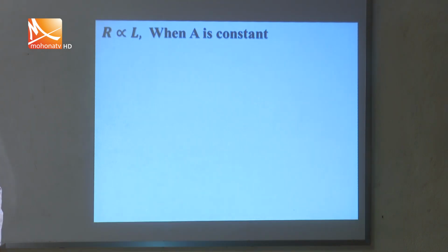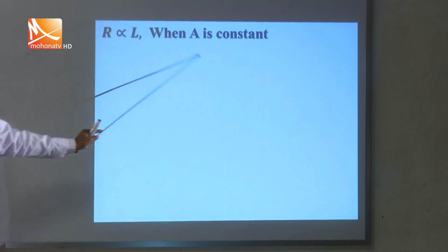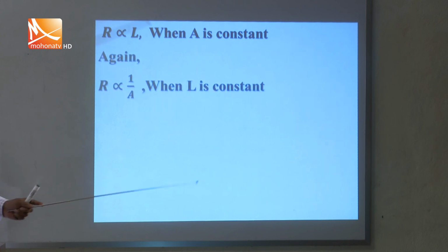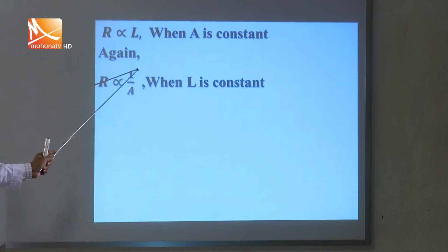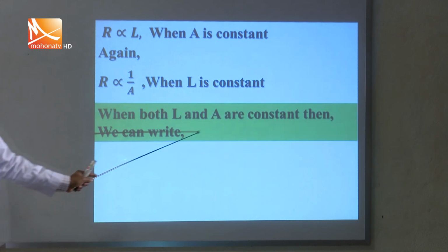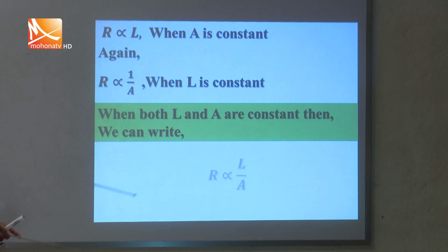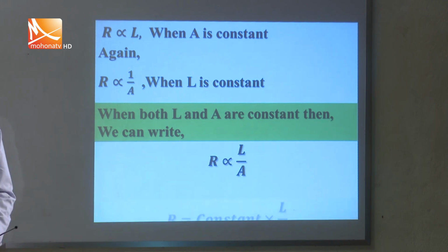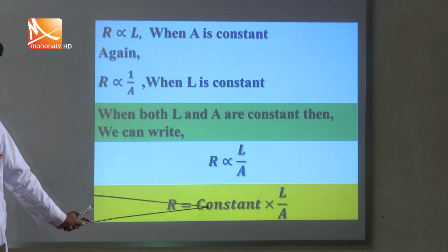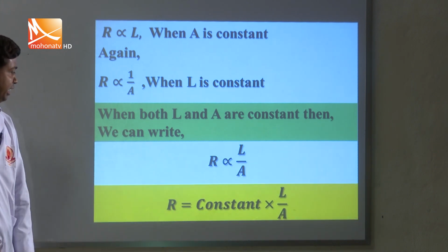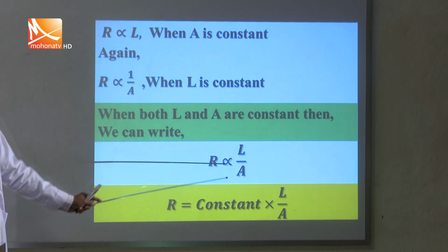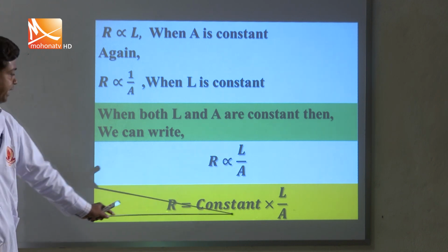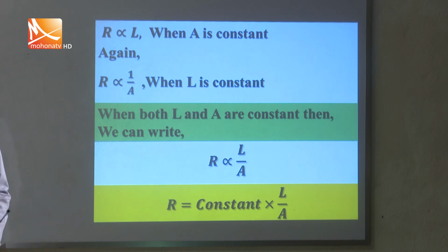Now, finally, what we have got in the first law is R proportional to L when A is constant, and in the second we get R proportional to 1 by A when L is constant. When both length and A are constant, we can write R proportional to L by A. For simple mathematics, we can write R equals constant into L by A. As you know, to get equality from proportionality, we have to take a constant. And what will be the constant in this case?